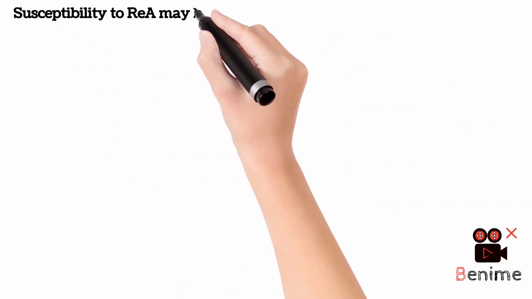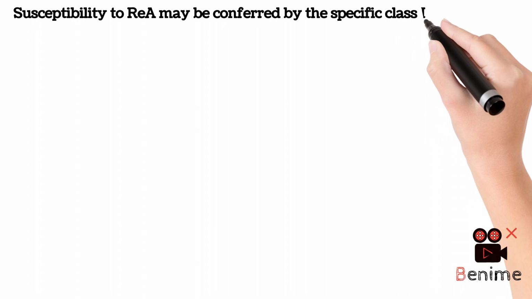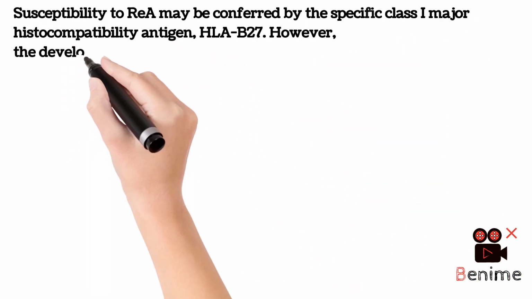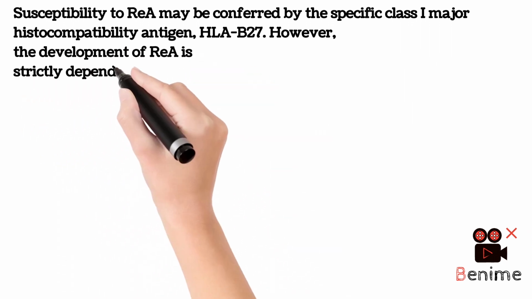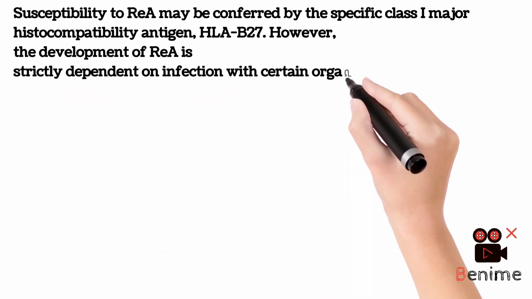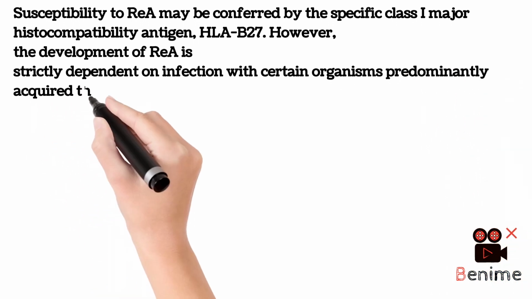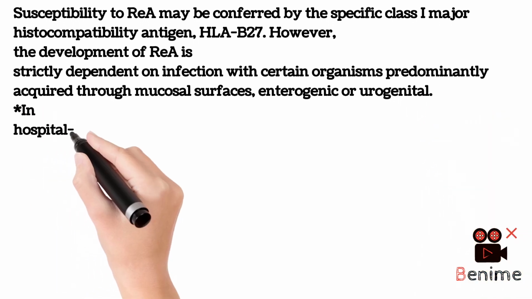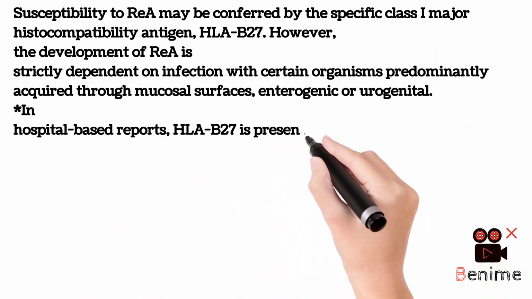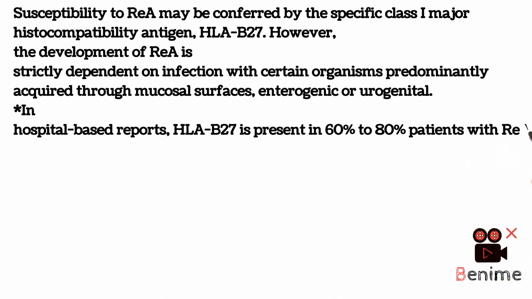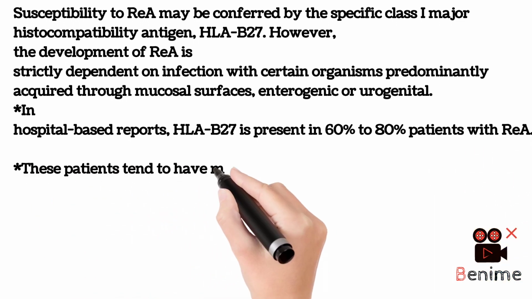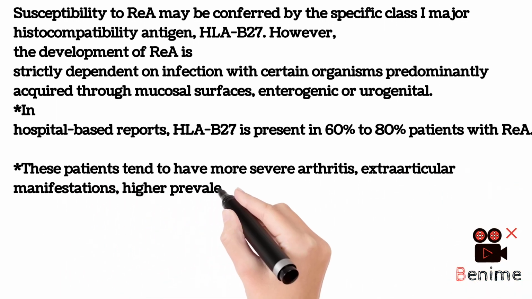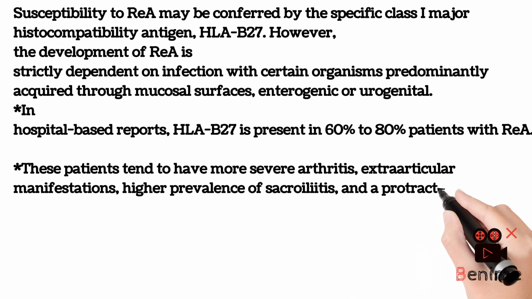Susceptibility to reactive arthritis may be conferred by the specific class 1 major histocompatibility antigen, HLA-B27. However, the development of reactive arthritis is strictly dependent on infection with certain organisms predominantly acquired through mucosal surfaces, enterogenic or urogenital. In hospital-based reports, HLA-B27 is present in 60% to 80% of patients with reactive arthritis. These patients tend to have more severe arthritis, extraarticular manifestations, higher prevalence of sacroiliitis, and a protracted course.